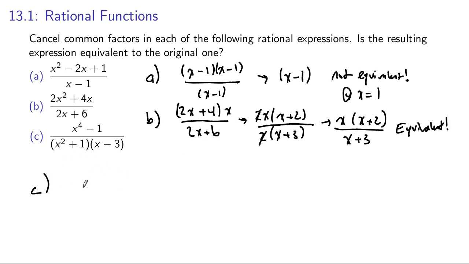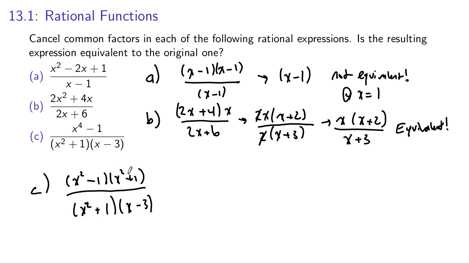C, x to the 4th minus 1. We could think of that as a difference of squares, because you would have x squared squared minus 1, which is a difference of squares of x squared and 1. So we can factor it like this. And x squared is either 0 or it's positive. And when we add 1 to it, we'll get something always positive and never 0.